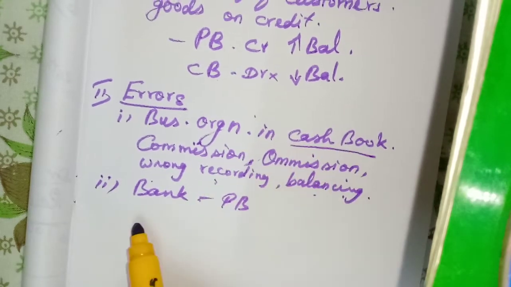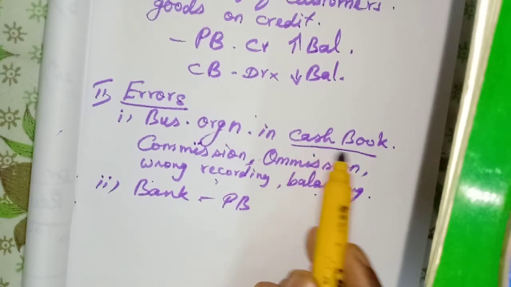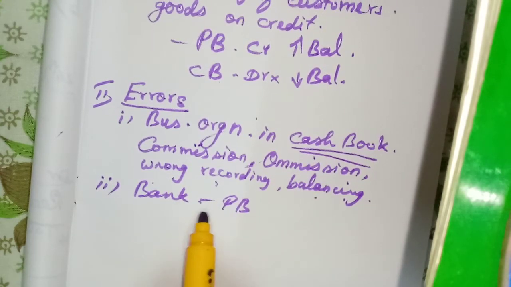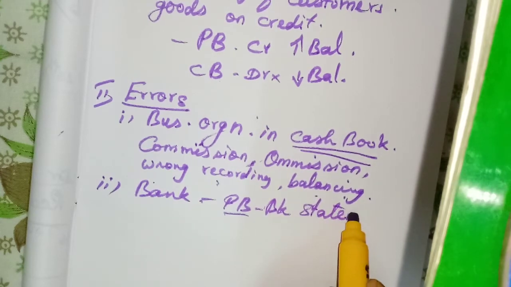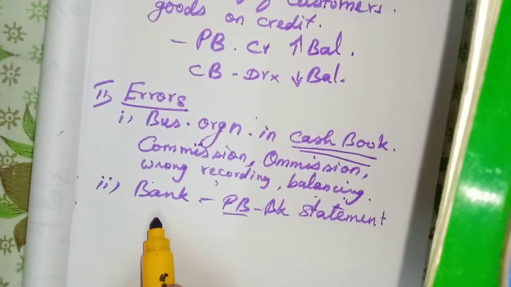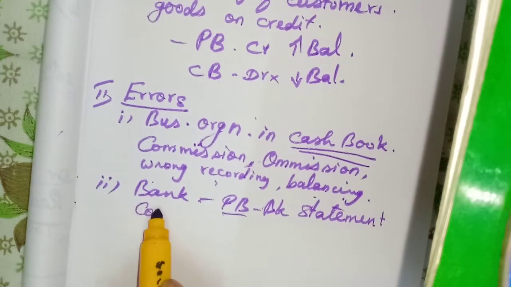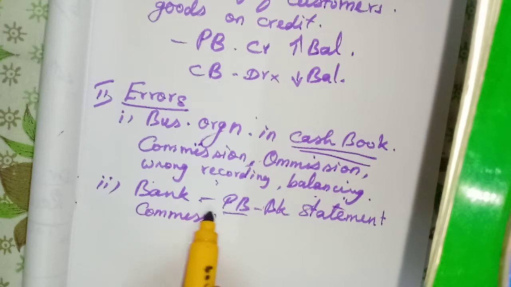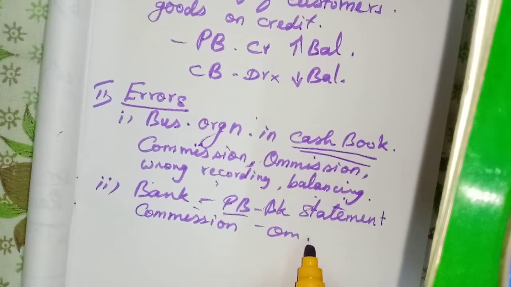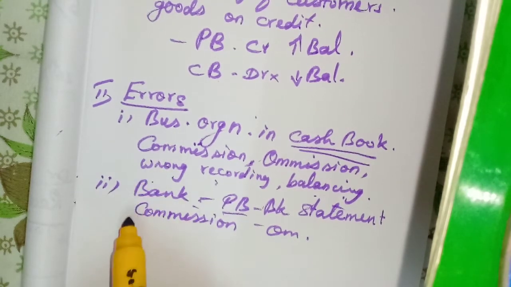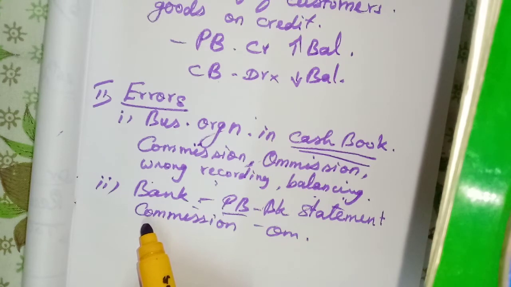by the bank while recording the transactions in the passbook. Here the business organization is preparing the cash book, and they may make many errors. In the same way, the bank officials, who are maintaining our passbook or bank statement, can make the same errors. They can write another amount: error of commission, error of omission, wrong recording, balancing. Any type of errors can be done by the bank officials also.